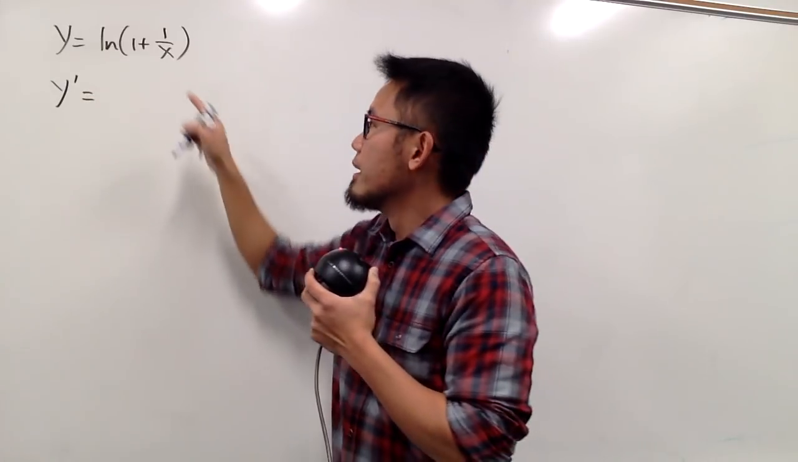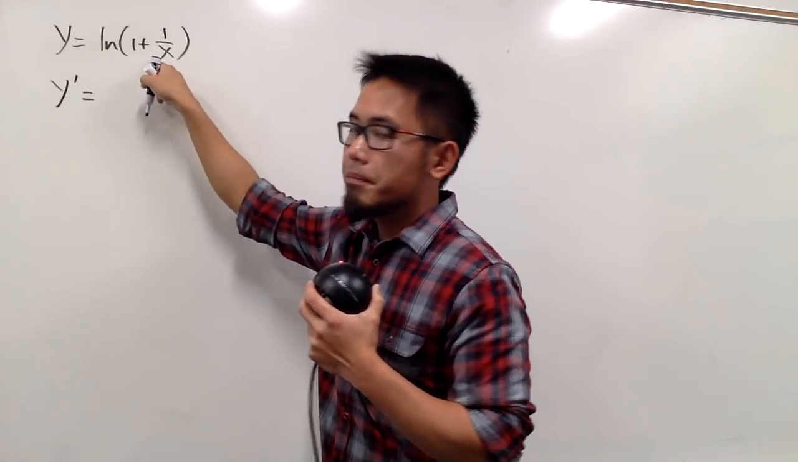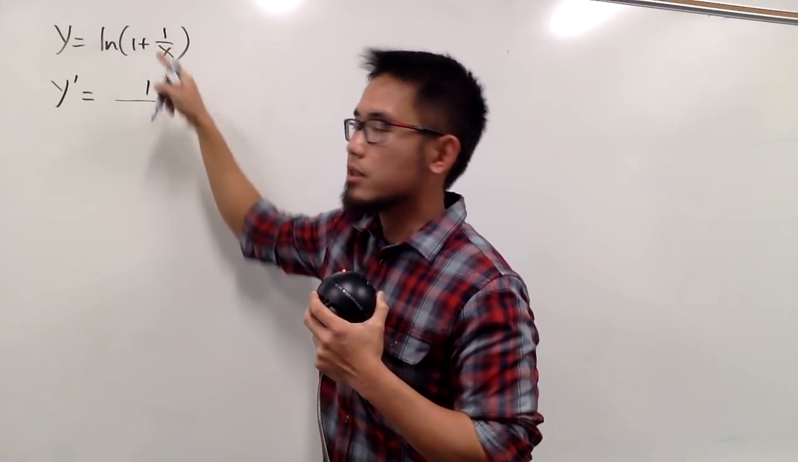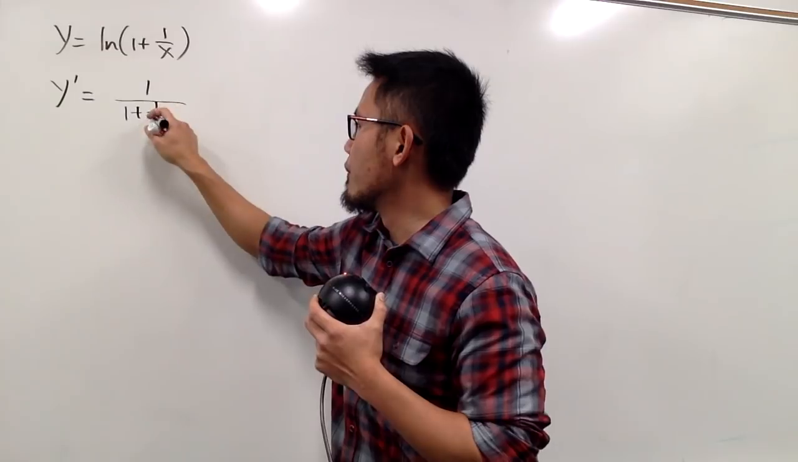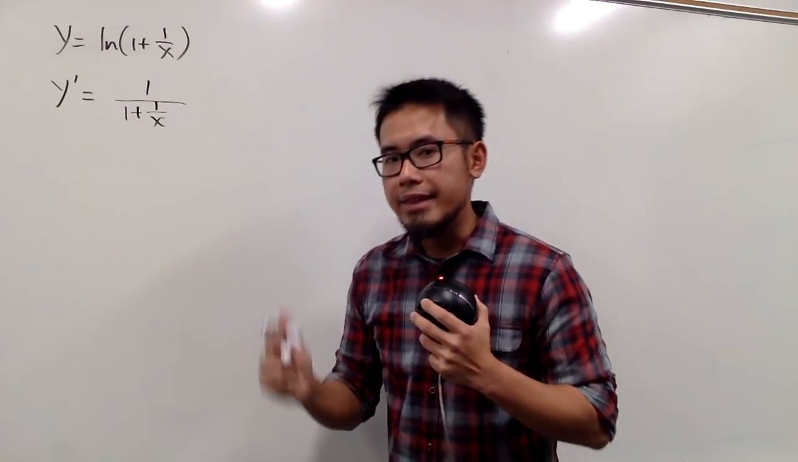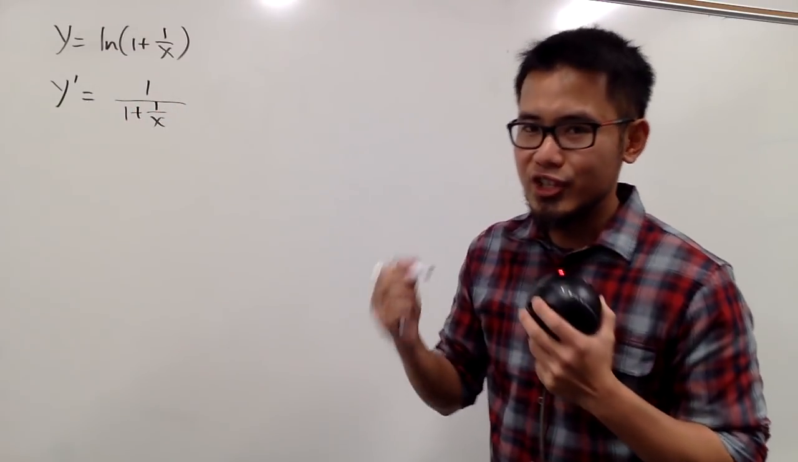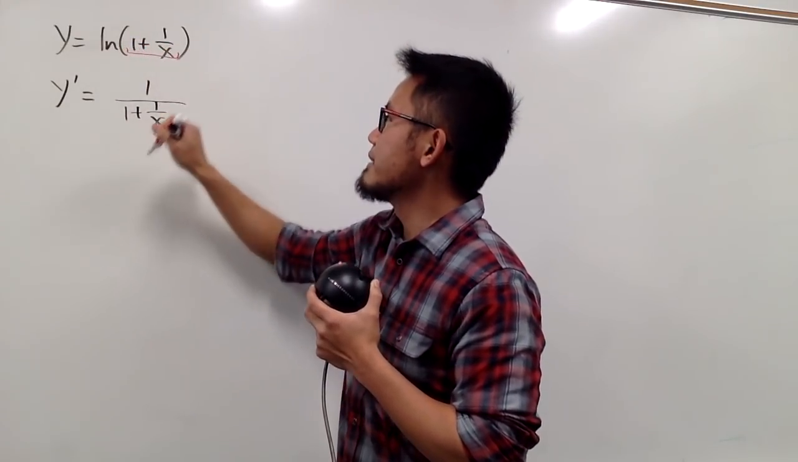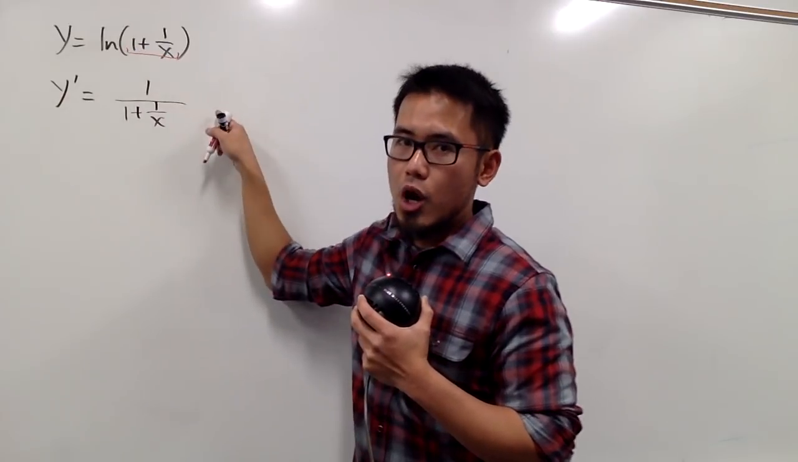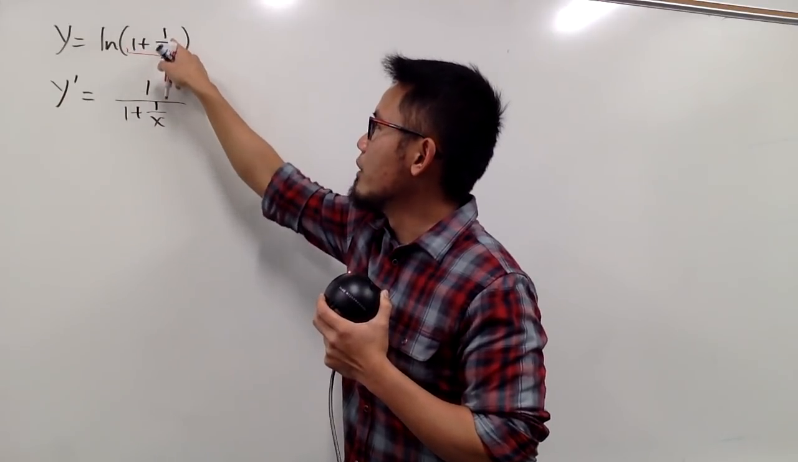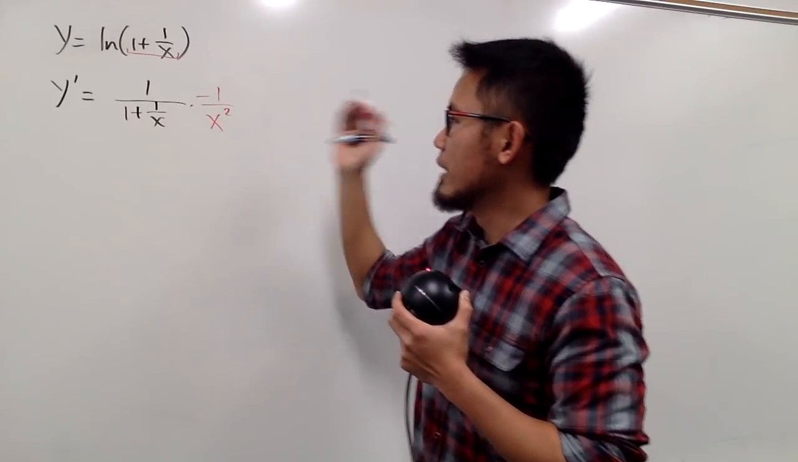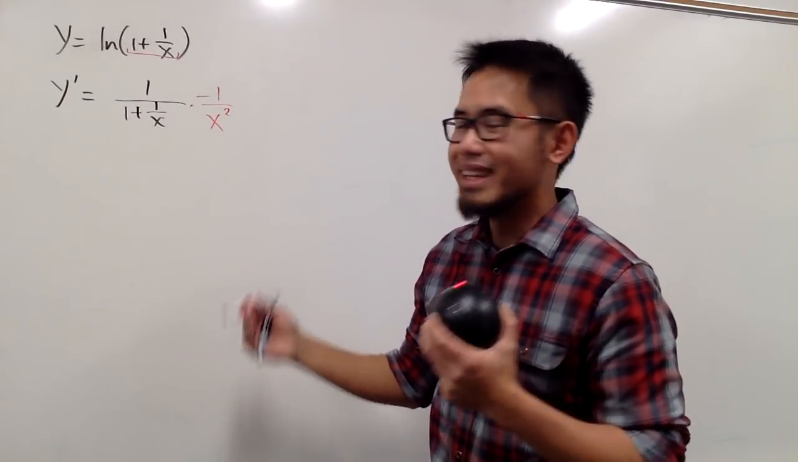And now we know the derivative of ln of something is going to be 1 over the inside, right? So that's just 1 plus 1 over x right here. And now, don't forget to use the chain rule. So we will have to multiply by the derivative of the inside. The derivative of 1 is 0, and the derivative of 1 over x is negative 1 over x squared, like this. So that's pretty much it.